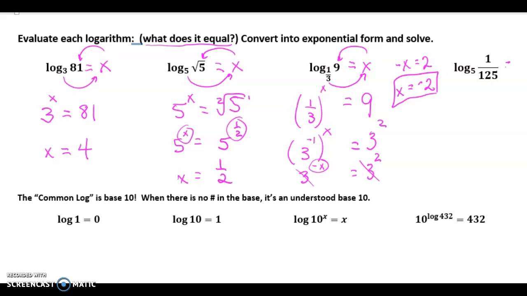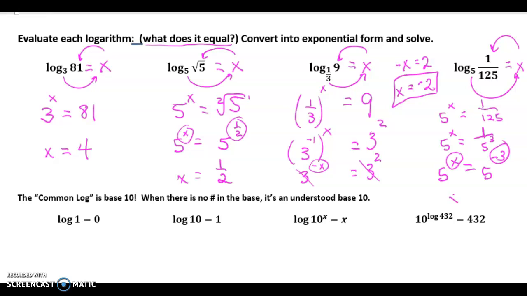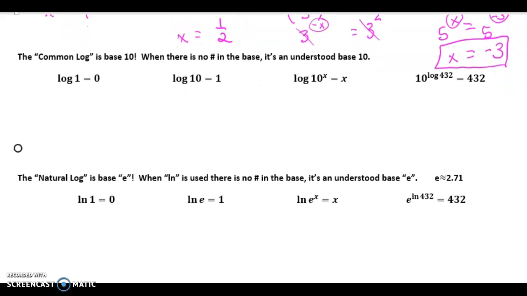All right, and the last one. 5 to what power is equal to 1 over 125? So we want to try to get like bases again. 125 is 5 to the third. 1 over 5 to the third is the same as 5 to the -3. So we have 5 to the x is equal to 5 to the -3. Using the one-to-one property, x is equal to -3. Just slow me down if you need to. You can slow the video.